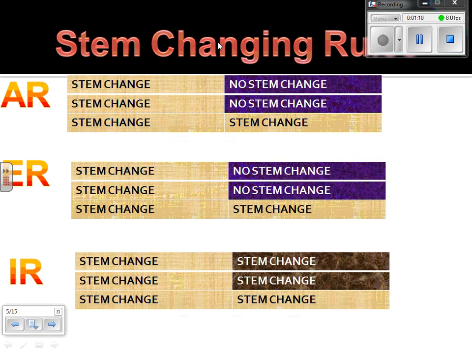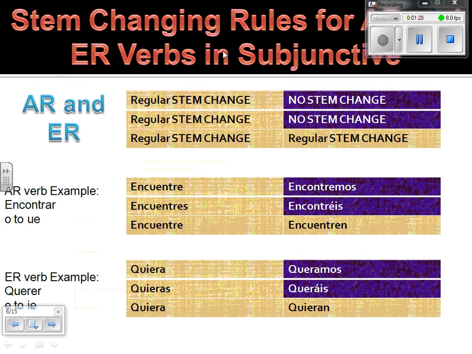For AR and ER verbs, the stem changers look like a boot. For AR and ER verbs, there is a constant pattern of stem change. The forms in tan have stem changers, and the forms in purple do not have any stem changers. For IR verbs, however, there are stem changers in all forms, but the forms in brown have an odd pattern. For AR and ER verbs, always think of the boot.